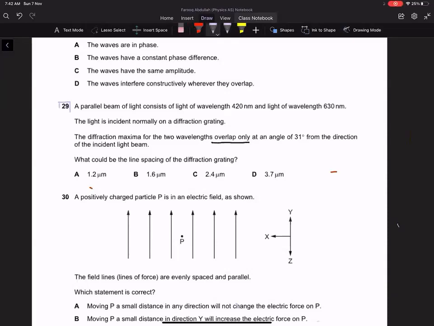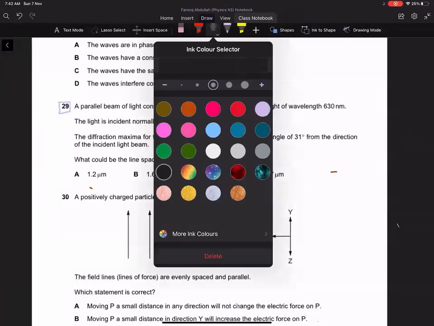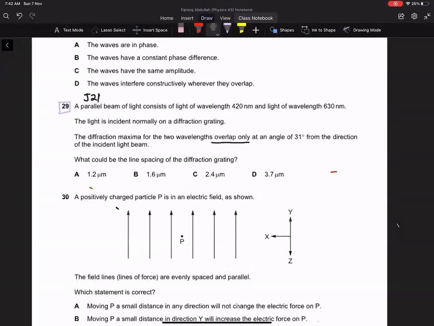Question number 21, June 21, paper 1, 2, and question 29, obviously. Now, in this question, they have given us two wavelengths, 420 nanometer and 630 nanometer, which are incident normally on a diffraction grating. Now they say the diffraction maxima for the two wavelengths overlap only at angles of 31 degrees from the direction of the incident light beam.